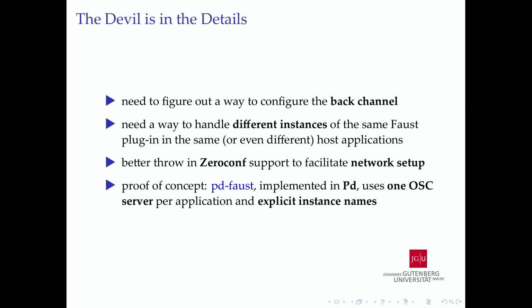We need a way to configure the back channel so that the Faust unit knows where to send back the data which it generates, for instance in passive controls. And we need to be able to handle different instances of the same Faust module, either by some automatic numbering scheme or by some naming scheme, and that needs to work across architectures. And then one thing which is very convenient to have, which you will see in a short moment, is that you really want to have zero-conf support nowadays. And that's not too hard to throw in either, so that you basically don't have to configure the network anymore. It will discover which device to connect to, and that will be much easier.